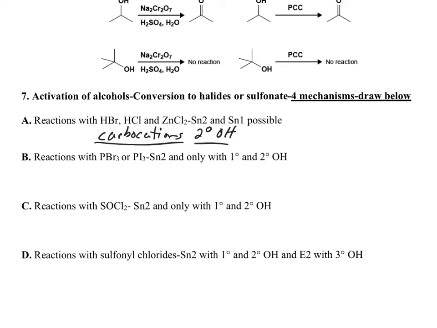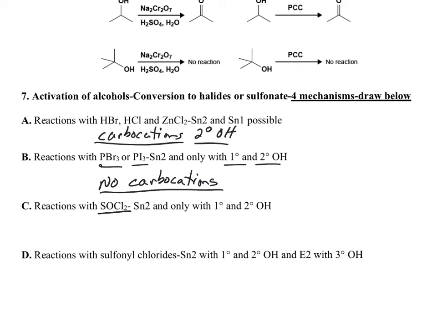All right? Reactions with PBr3 or PI3. These are SN2 only, right? So because they're SN2 only, they only work with primary and secondary alcohols. So no carbocations, so that's nice. But we get inversion, right? We either have a bromine or an iodine in this case.